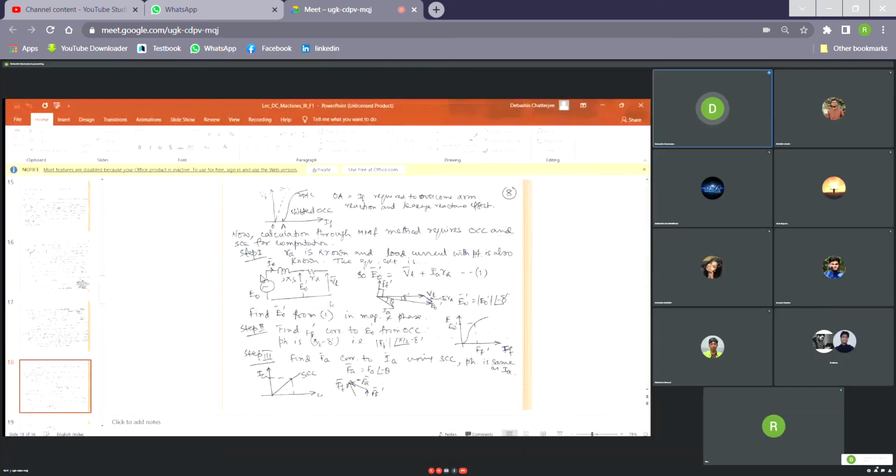And we have discussed the generator characteristics regarding open circuit characteristics, short circuit characteristics, zero power factor characteristics. And then we are discussing the calculation of voltage regulation through the MMF method. Do you remember this? I think we were here. Do you remember this?